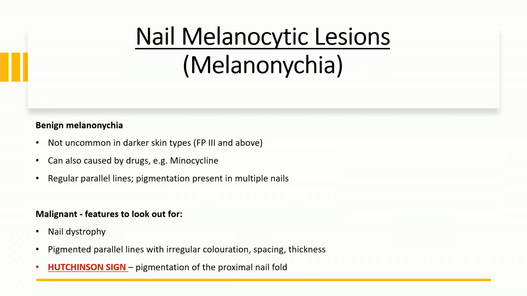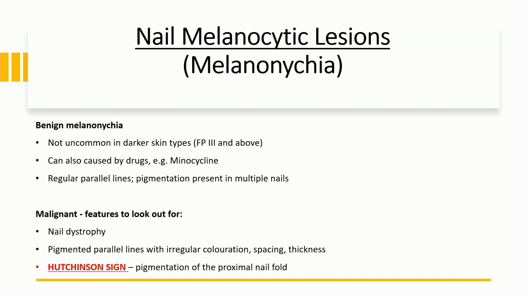And so talking about nail now, nail melanocytic lesion is also called melanonychia. So you have benign and malignant. In patients with darker skin type, it's not uncommon for them to have pigmented lines on their nails. And normally, it's not just one nail though. You will see this pigmentation in multiple nails and they look quite thin and quite regular, so you don't worry about that. But I just want to mention it's quite common in patients with darker skins.